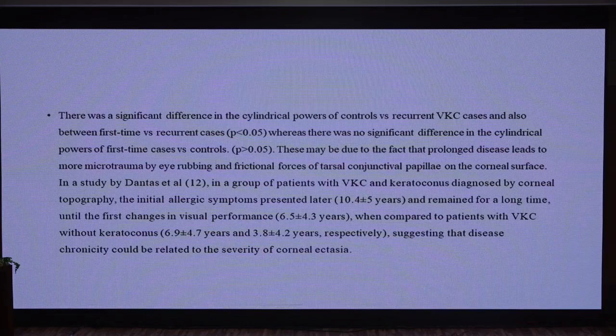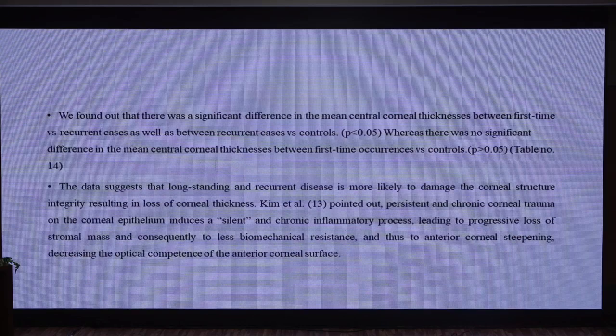Same thing about cylindrical power: new cases, no effect; recurrent cases did have. Similar findings were seen in a study by Dentos et al., which suggests that disease chronicity could be related to the severity of the corneal ectasia. Now, there was a significant difference in mean central corneal thickness between first time and recurrent cases. Same thing said by Kim et al.: persistent and chronic corneal trauma on the corneal epithelium induces a silent and chronic inflammatory process, with more biomechanical resistance, more difference.